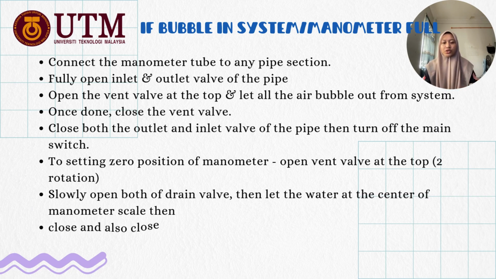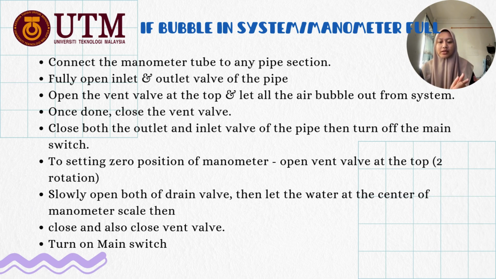Then turn off the main switch. To set the zero position of the manometer, we need to open the vent valve at the top two rotations and slowly open both drain valves, and then let the water reach the center of the manometer scale. Close the drain valves and also close the vent valve, and then we need to turn the main switch back on.